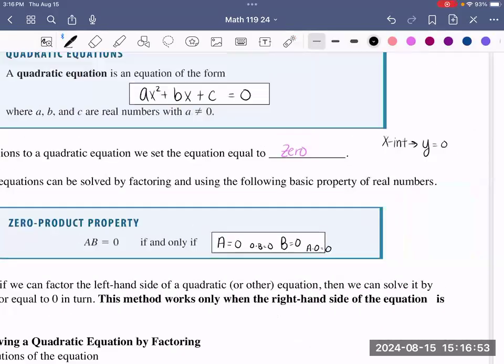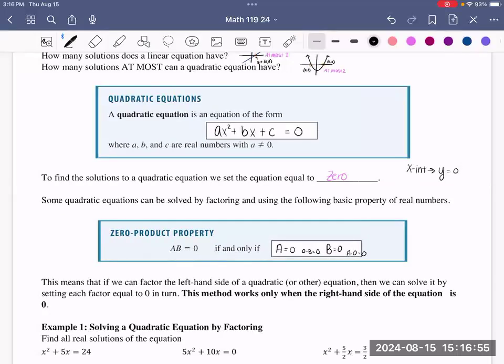So this means that if we can factor the left-hand side of the quadratic or other equation, then we can solve it by setting each factor equal to 0 in turn. This method works only when we have the right-hand side of the equation equal to 0. It doesn't really matter which side is set equal to 0, as long as one side is 0.